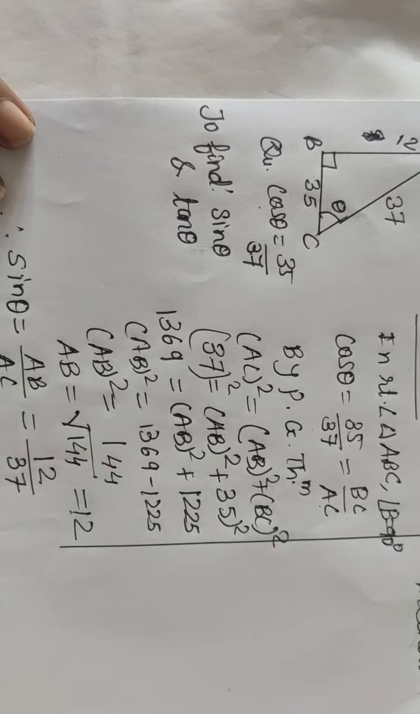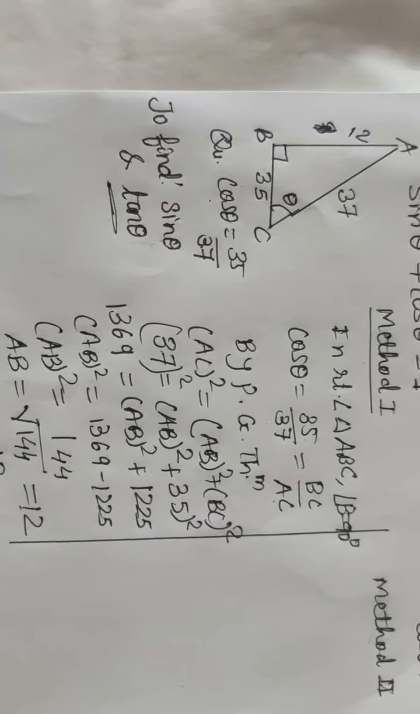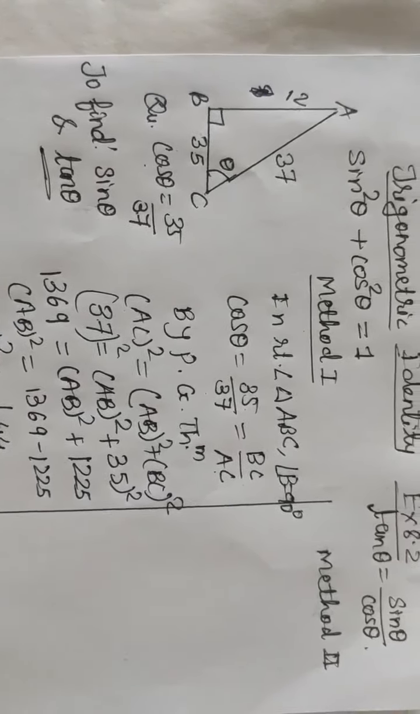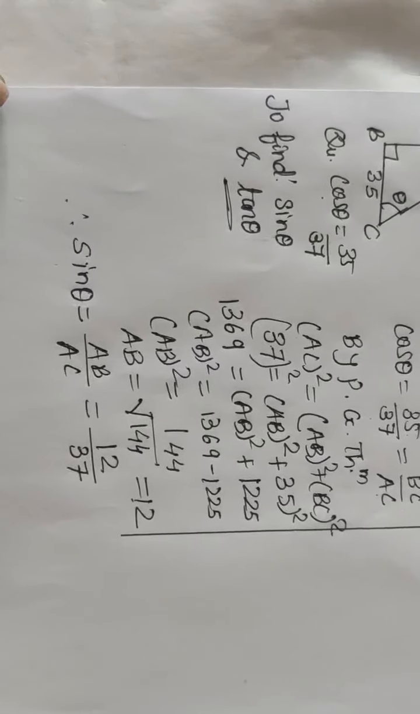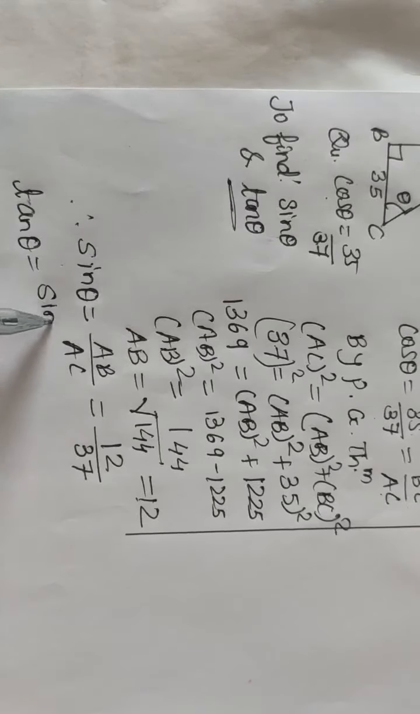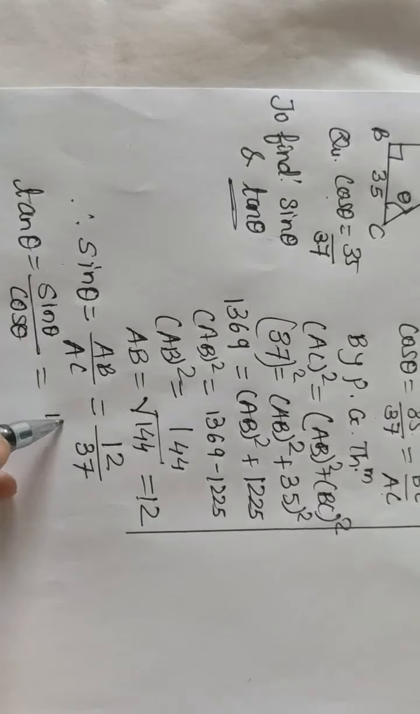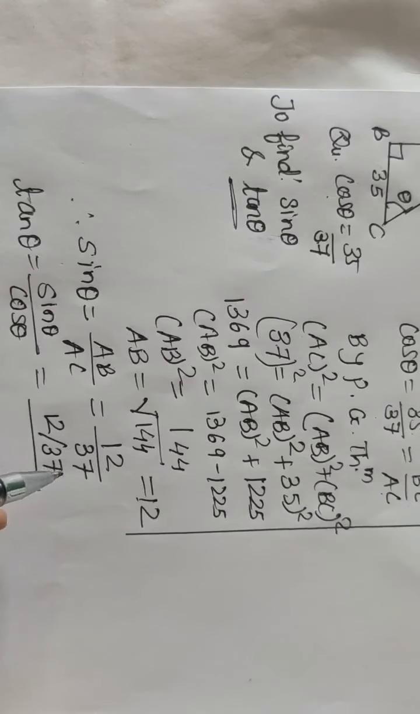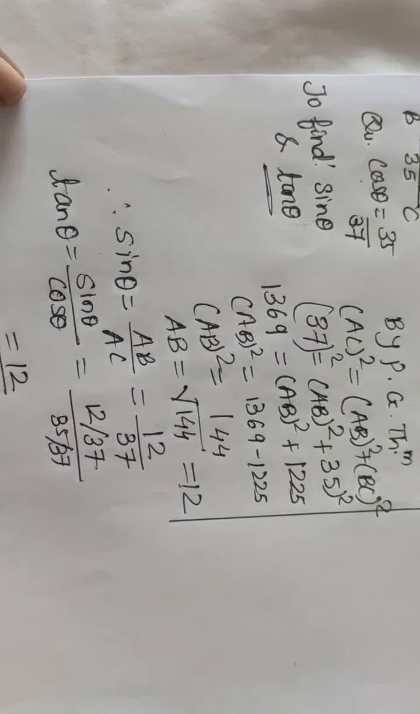Now you have sin theta and cos theta. You have to find tan theta. And in the previous lecture also we have seen the formula that tan theta is equal to sin theta by cos theta. So that formula we have to use now. So let's write tan theta is equal to sin theta by cos theta. So here, for sin theta, just put the values: 12 by 37, upon cos theta given to you, that is 35 by 37.